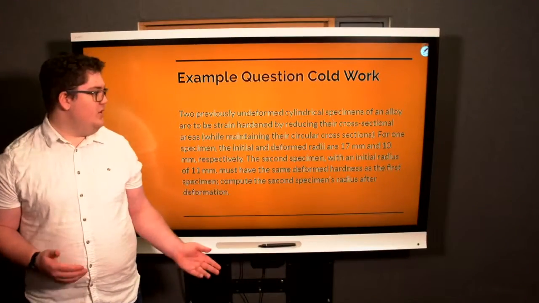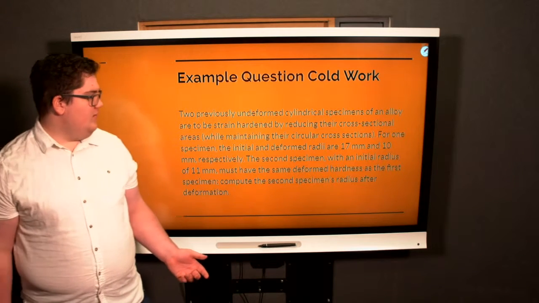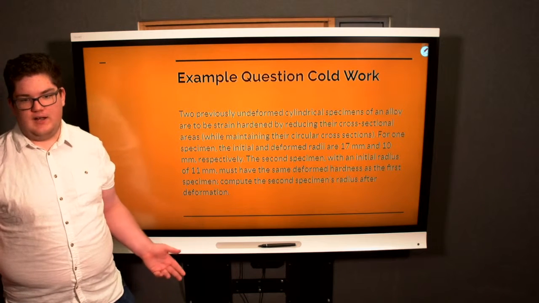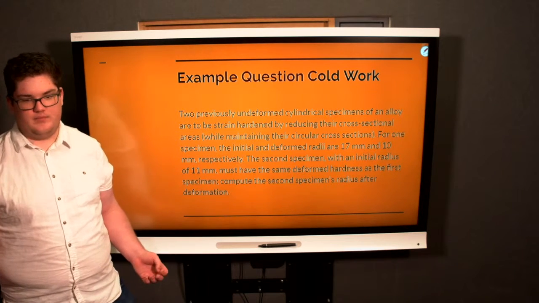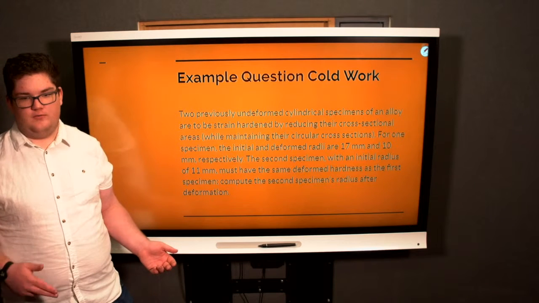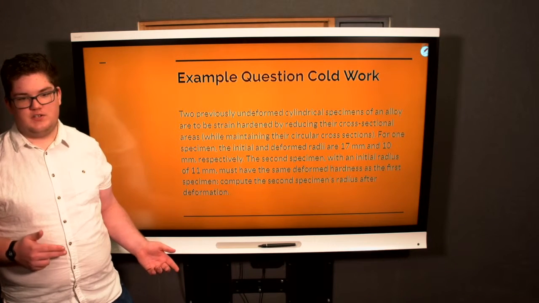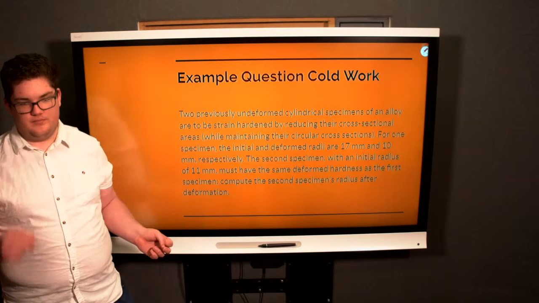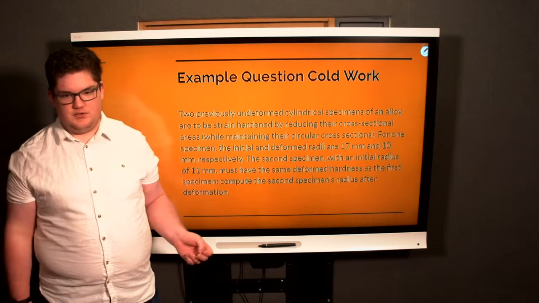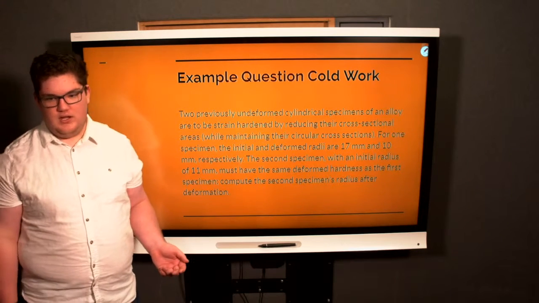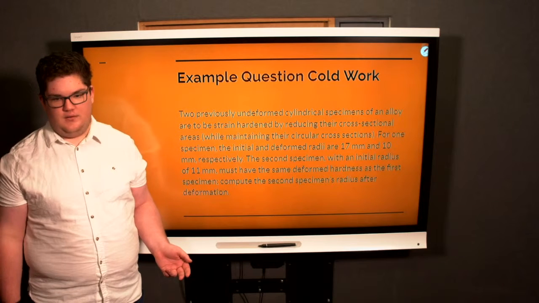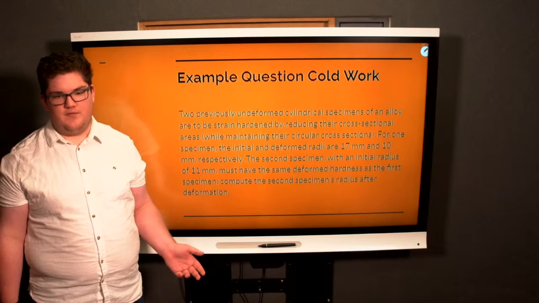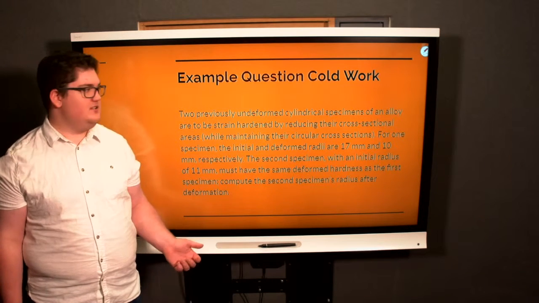So in this example question here, we have two unformed cylindrical specimens of an unspecified alloy where we are reducing the cross-section areas. We are given the two radii for the initial specimen, and we are also given the initial radius of the second specimen. We then have to find what the deformed radius would be on the second specimen.